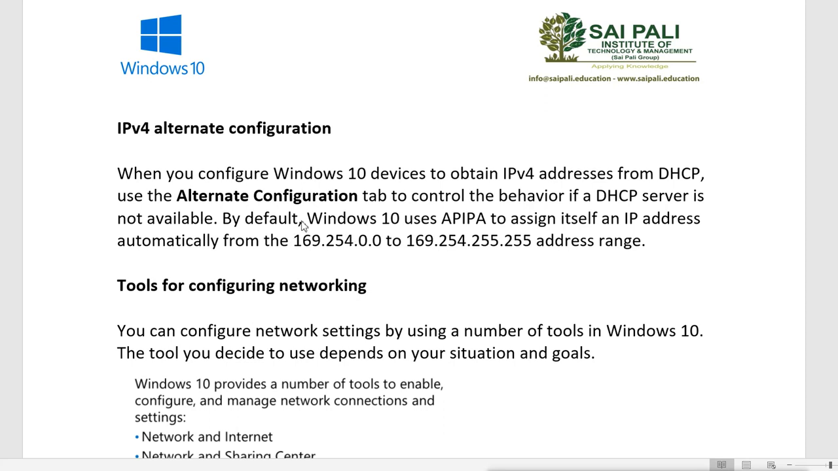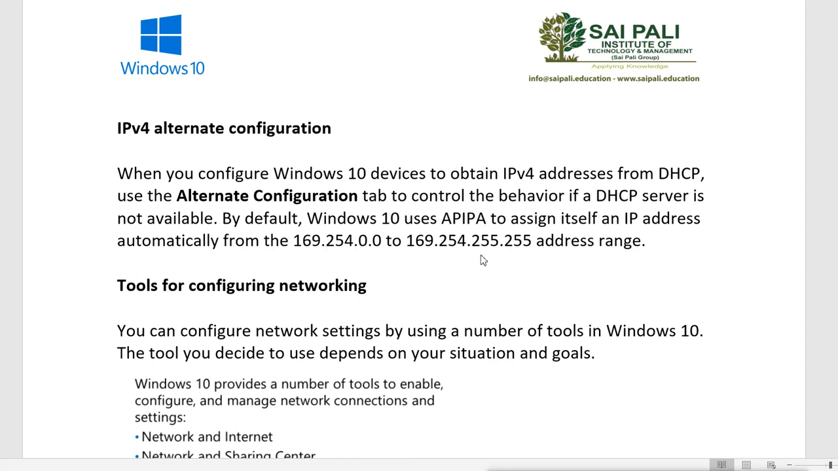By default, Windows 10 uses APIPA to assign itself an IPv4 address automatically from the range of 169.254.0.0 to 169.254.255.255. This is the range, and it is called the APIPA range. APIPA means Automatic Private IP Addressing. These addresses are also private.